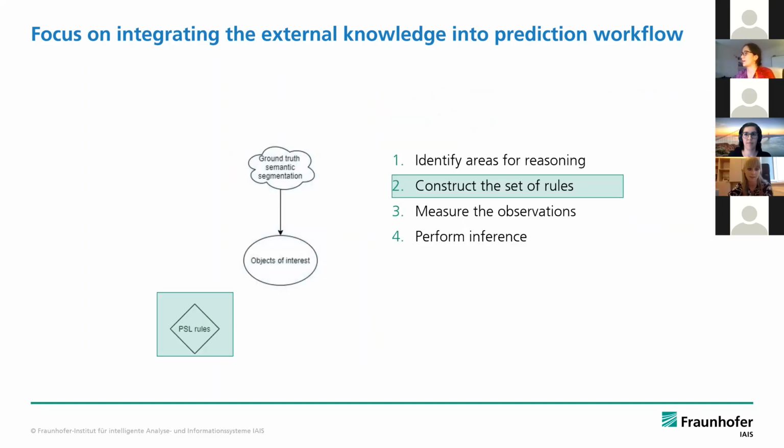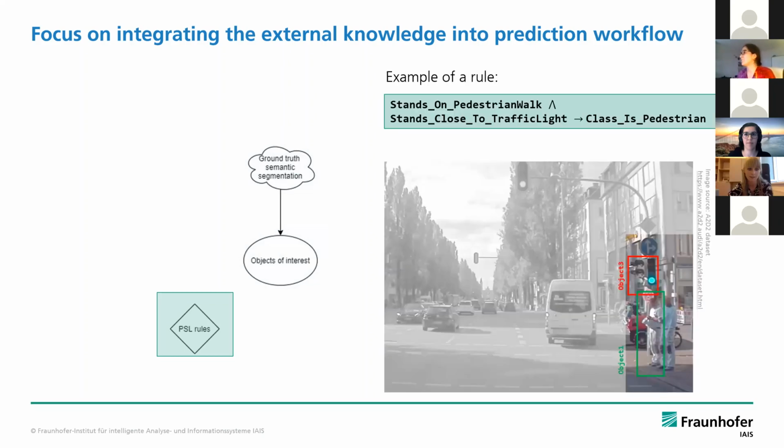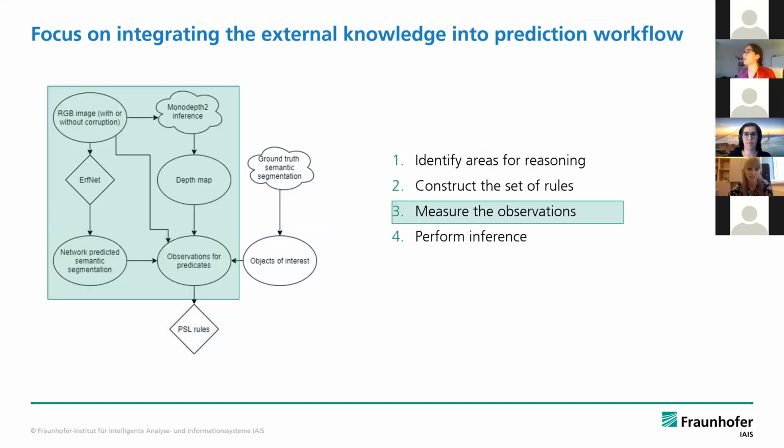Then we should construct the set of rules using common knowledge or knowledge of some experts in the area. An example of a rule can be: if this something stands on a pedestrian walk, and if it stands close to the traffic light, then the probability that this something will be a pedestrian is high. The next step is that we have to measure the observations and extract them from the data that we have in order to quantify our rules.